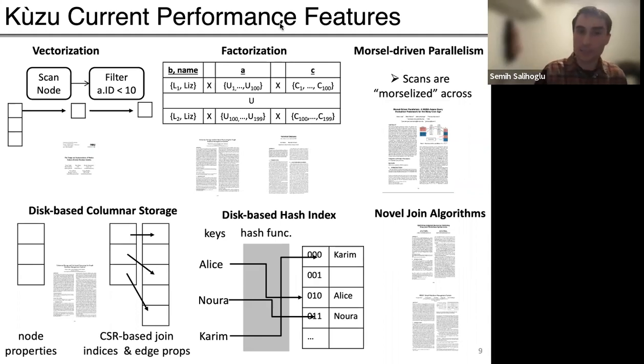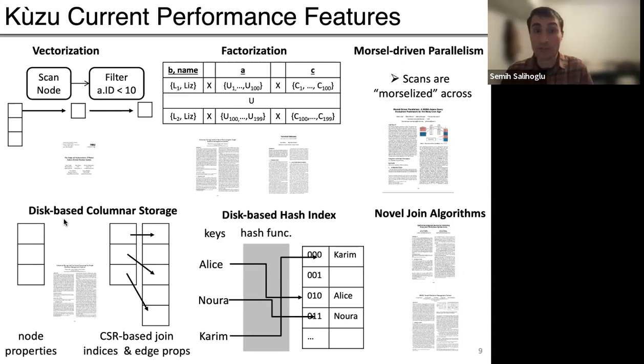So it's factorized. I'm not going to say too much about this right now, but I'm going to actually devote a lot of my talk to this. It adopts factorization, and this is a technique to compress intermediate relations when you do many-to-many joins in the system. And I'm actually going to devote a lot of time on this and how we have integrated factorization into the system. So in terms of storage, it's a disk-based system.